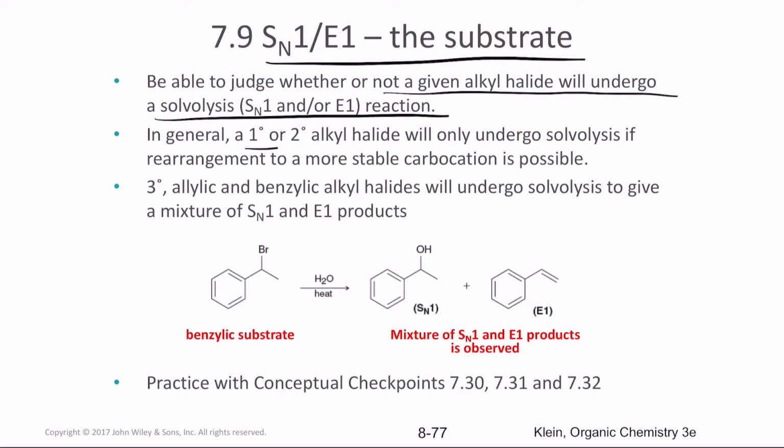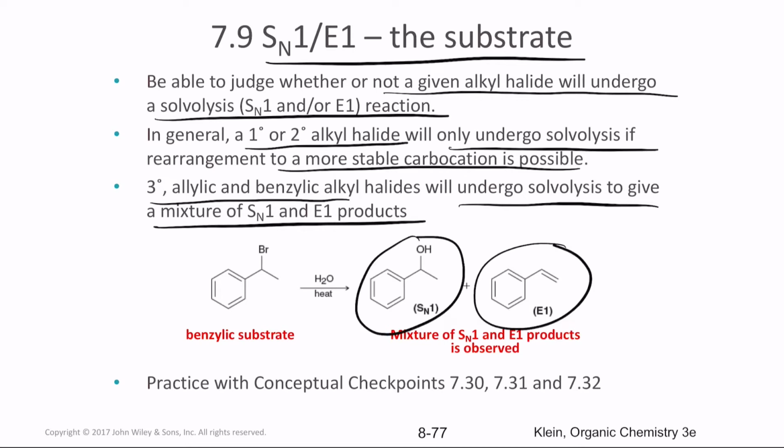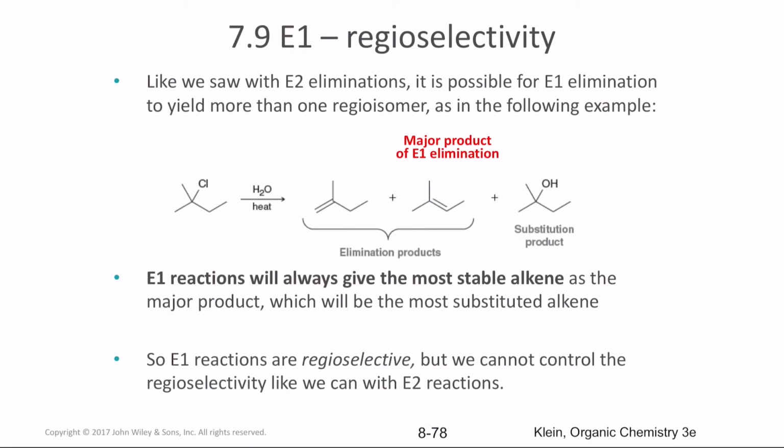In general, a primary or a secondary alkyl halide will only undergo solvolysis if there is a rearrangement to a more stable cation. So remember that rearrangement is very important for the carbocation to undergo the reaction. That would be the step that gives the additional activation energy for the reaction to occur. Tertiary, allylic and benzylic alkyl halides will undergo solvolysis to give a mixture of SN1 and E1 products. So you get both SN1 and E1 products at the same time.